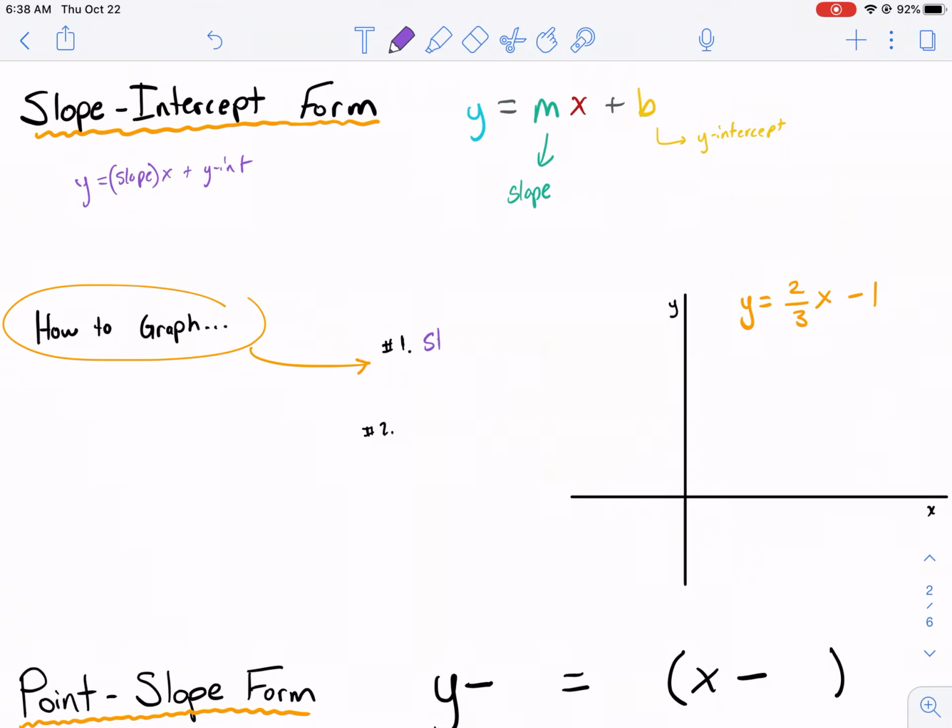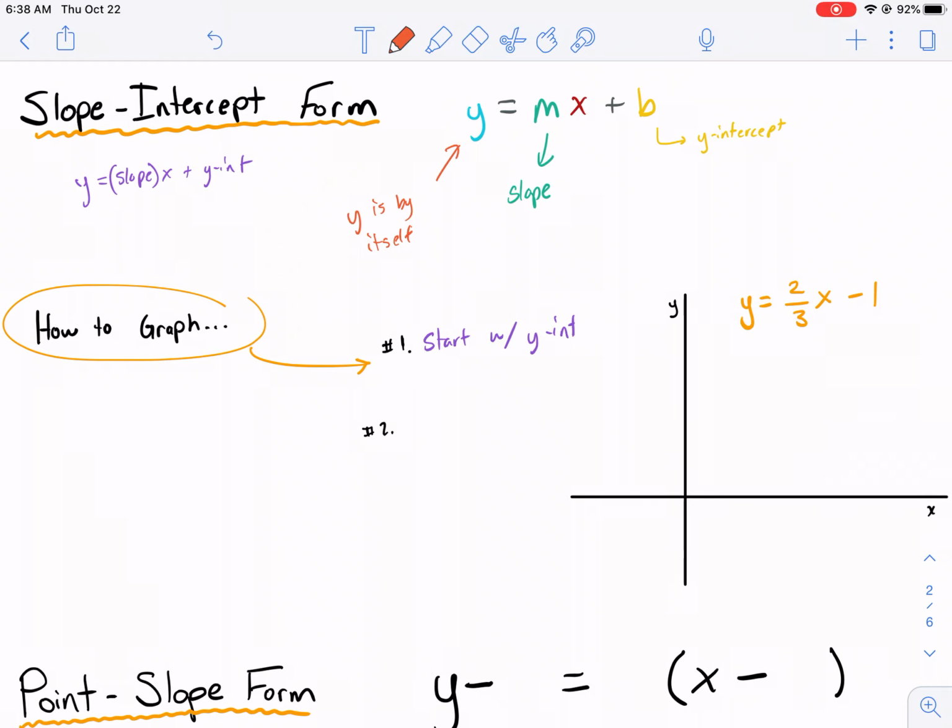You start with the y-intercept. Now, I forgot to mention something. This is pretty important. You have to make sure the y is by itself for slope-intercept form. So if it's not by itself, you need to solve so that it is by itself on one side of the equal sign, okay?